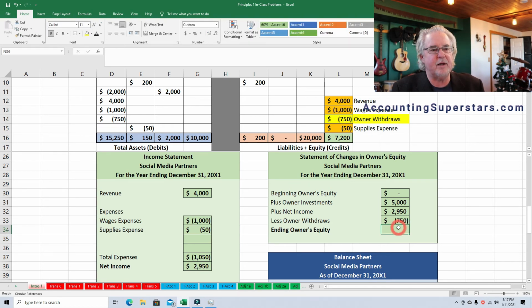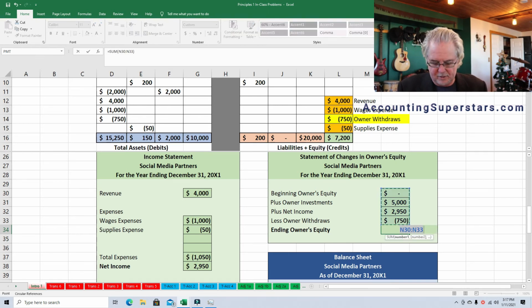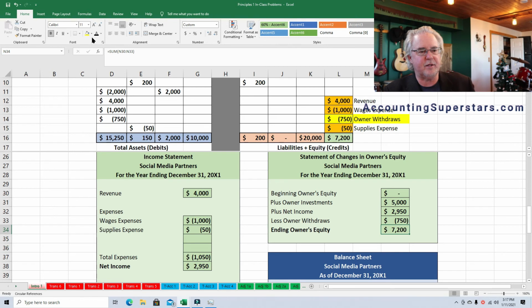And then we have ending owner's equity. So the ending owner's equity, I'll sum this up. There we go, $7,200. And you know what? In this case here, it matched our chart. That doesn't always happen, but it matched our chart right there. So there we go, folks. There's our statement of changes in owner's equity. You know, the statement of changes in owner's equity, it never changes. It's always the same.